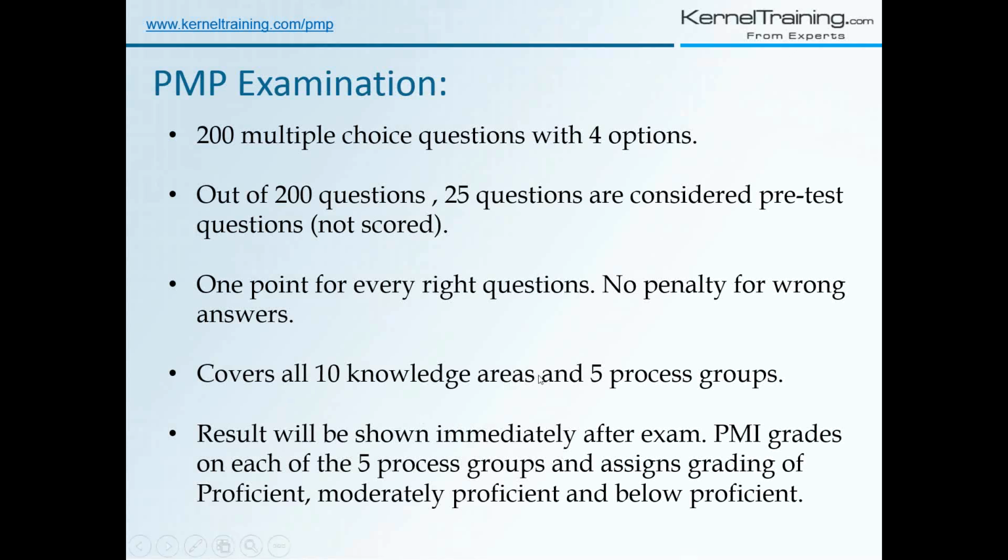All right, now there are 10 knowledge areas which you're going to see in future when you go for the complete 4-day session. So there are 10 knowledge areas plus 5 process groups, and PMI grades on each of the 5 process groups. The results, as I said, will be broken into 5 process groups, and you're going to get the grading in all these 5 process groups. The gradings will be proficient, moderately proficient, and below proficient. So you need to get moderately proficient or above. If you get below proficient in any one process group, you have failed. So you need to clear all 5 process groups. All right.